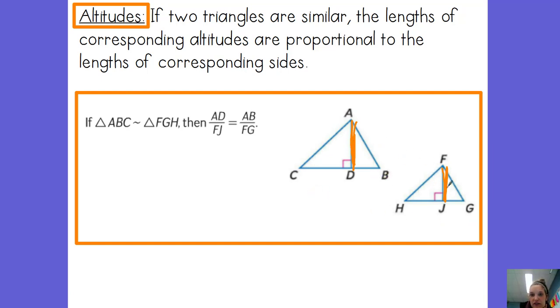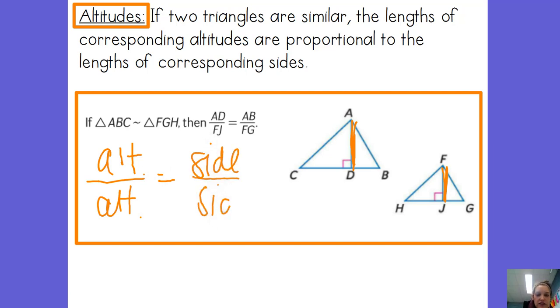So altitude over altitude should be equal to side over side. So again, it doesn't necessarily have to be side AB and FG. It could equal the ratio of side AC over FH, or it could be equal to the ratio of side CB over HG. Just one of the sides of the triangle: the ratio of the altitude over the altitude has to be equal to the ratio of one of the sides over one of the sides.